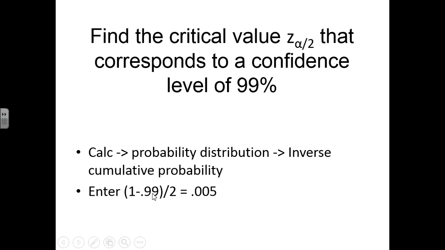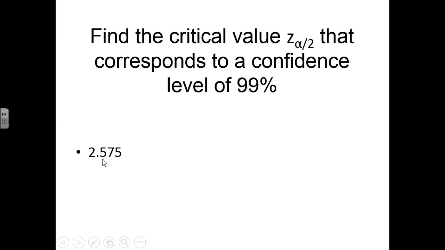Let's find the critical value for the left tail first, and that's (1 minus 0.99) divided by 2, which is equal to 0.005. So we enter that into the input constant, and Minitab tells us negative 2.575, but the critical values are plus or minus 2.575. That's what corresponds to a confidence level of 99%.